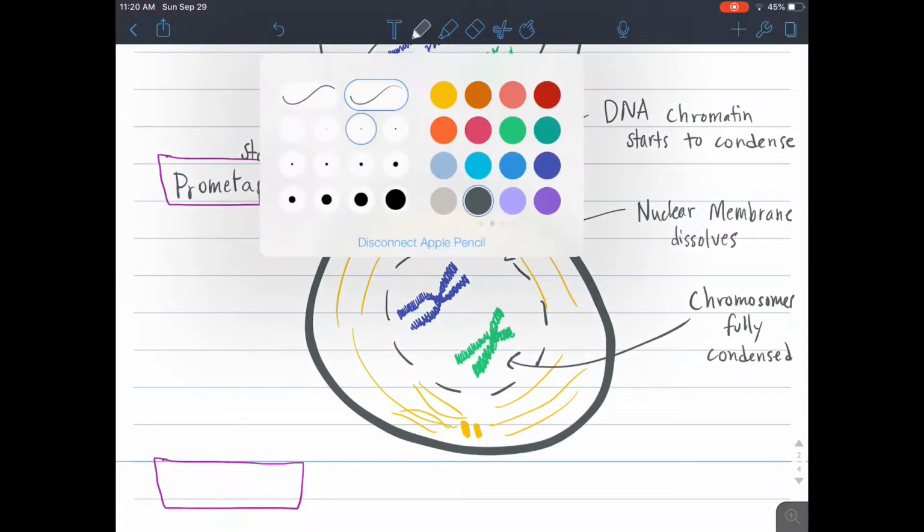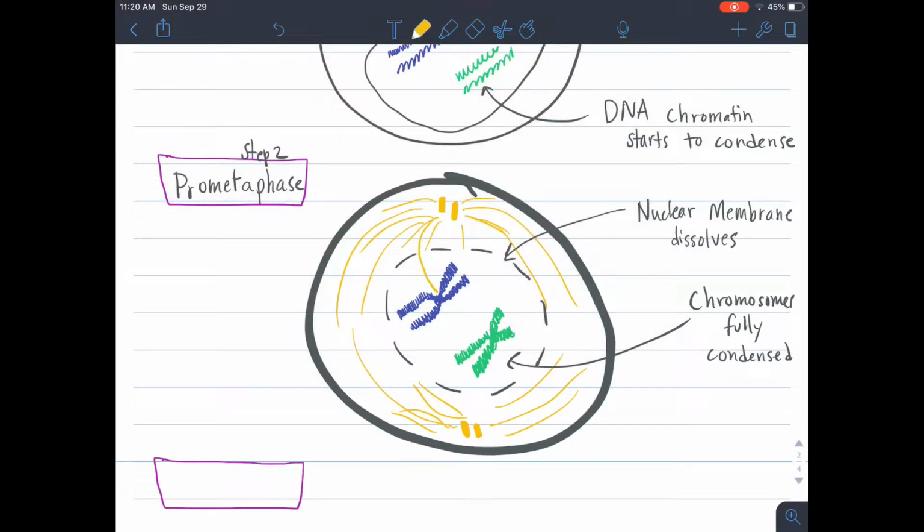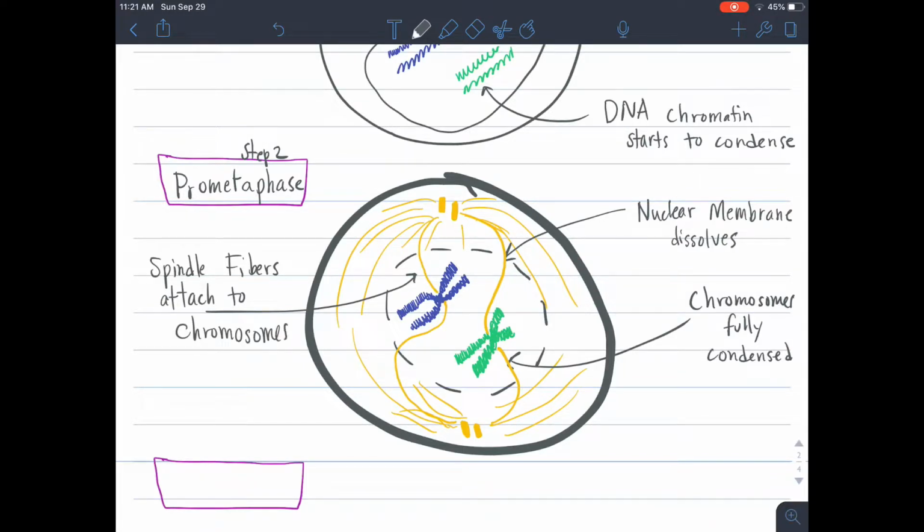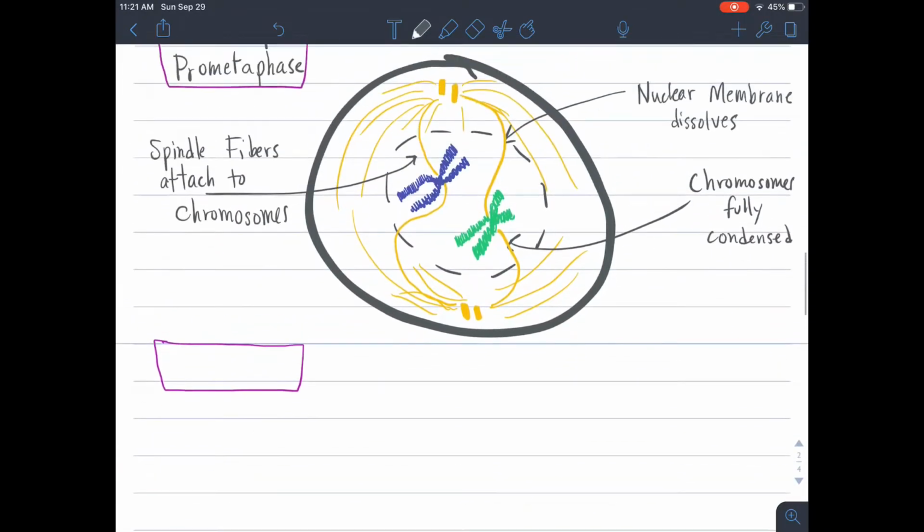But something we need to add here is that these spindle fibers actually find the chromosomes. And each side comes in and attaches to the middle of these chromosomes here. So we need to make sure that we include that, because this really sets up the process of the tug-of-war match that comes here in our next step. Before we move to the next step though, let's just label that this is happening here, and that the spindle fibers attach to the chromosomes. And then we can move on to metaphase.